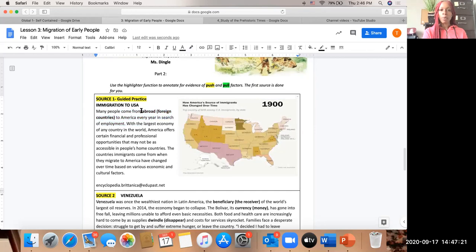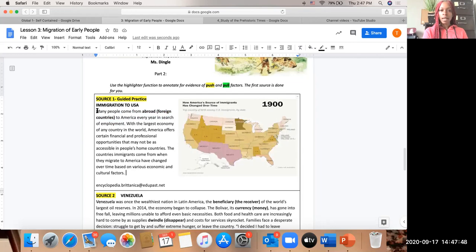Many people come from abroad, foreign countries, to America every year in search of employment. With the largest economy of any country in the world, America offers certain financial and professional opportunities that may not be as accessible in people's home countries. The countries immigrants come from when they migrate to America have changed over time based on various economic and cultural factors.